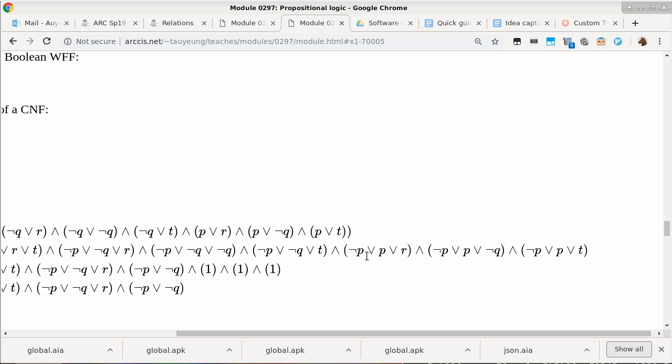This one simplifies to true because we have not P or P, right? Not P or P has to be true because P is a variable that can either be true or false. So if P is either true or false, then not P has to be the other one. One of those two, P or not P, has to be true. You only need one side to be true for an or to be true. So this simplifies to true.